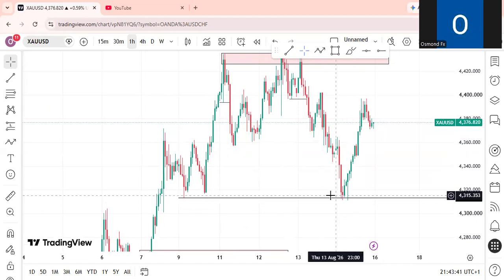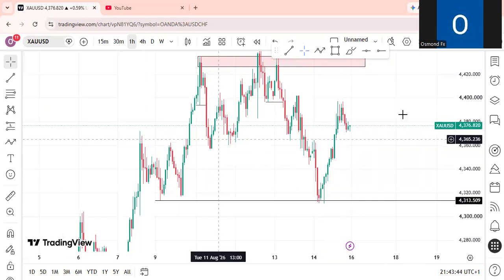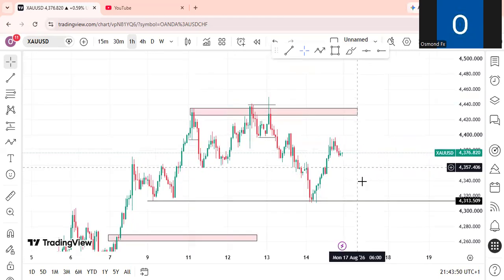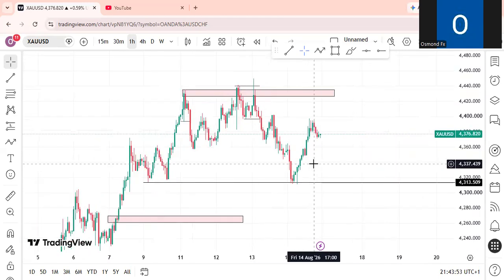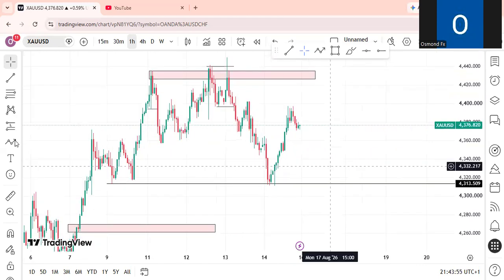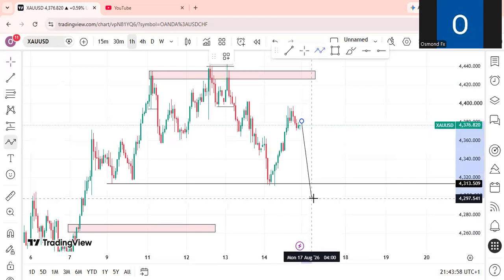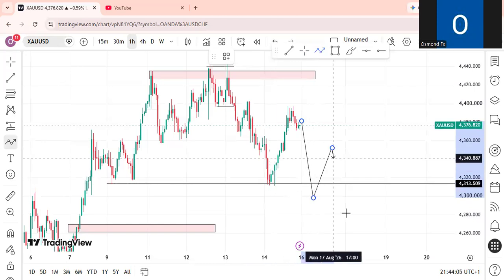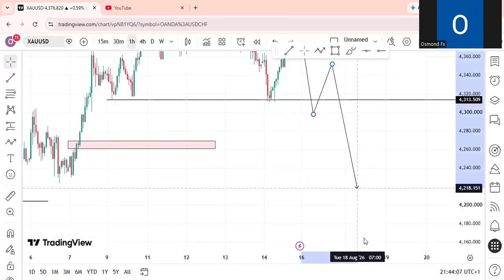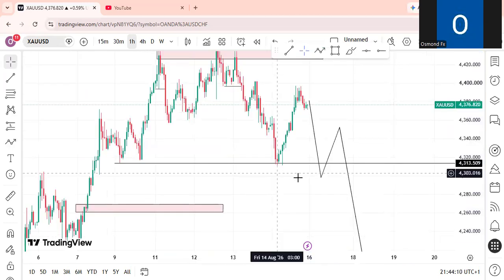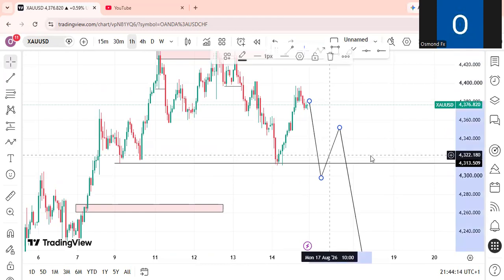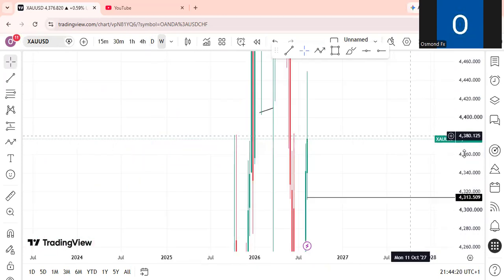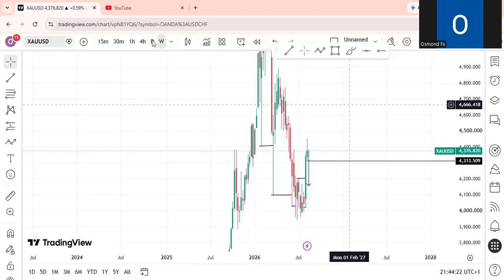Because of this area, I will not fully say that gold is bearish, or that we're going to be selling gold. I will only start selling gold when I see a very proper break of structure below here. If the market can come and take out this low, that's when I will start expecting selling to the downside. Then let's go to a higher time frame so that I can show you guys something. Let me go to the daily time frame.